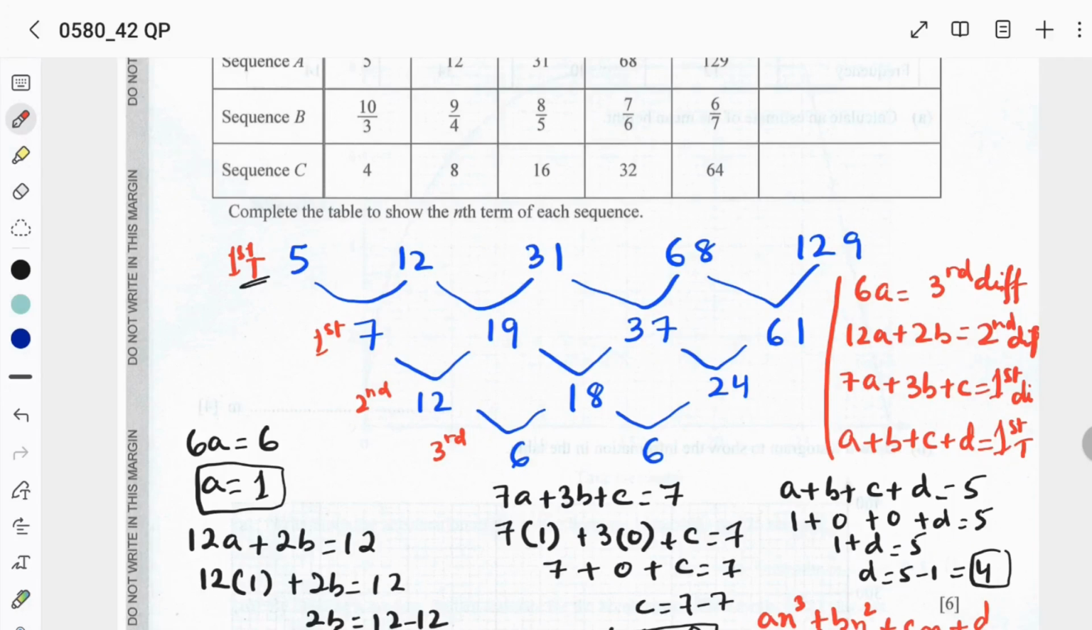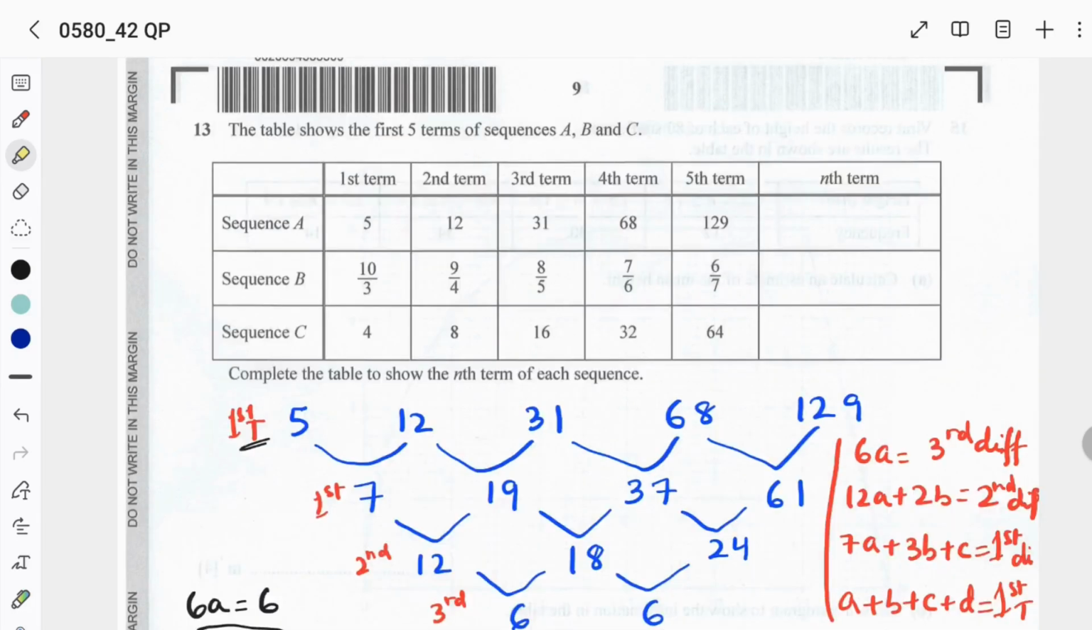Okay, for the first one, you can easily understand that 1 cube plus 4 is 5, 2 cube is 8, 8 plus 4 is 12. Like this, you can substitute one by one, and then you can easily find out and verify your answer. Now for the second one, we have found the first one, which is n cube plus 4, and we verified our answer as well.